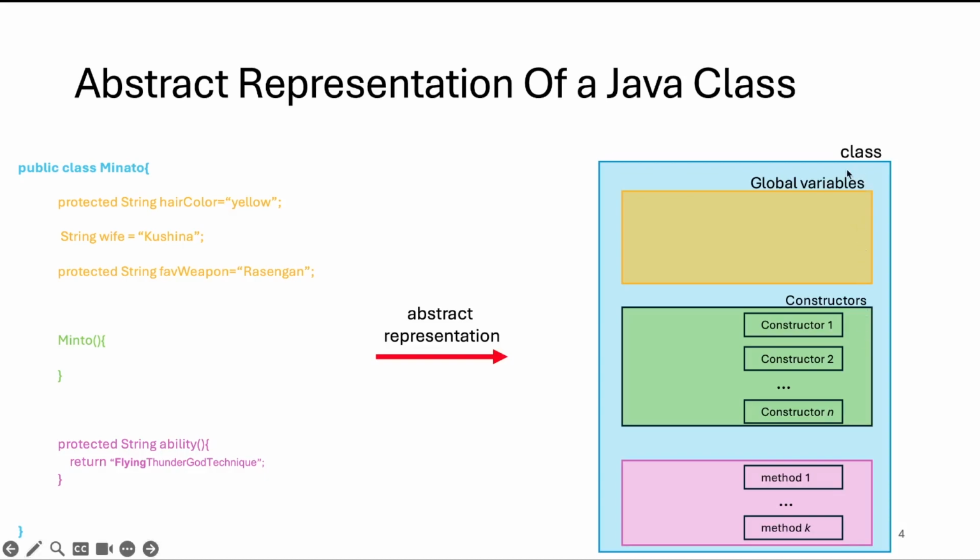So please keep in mind a class will have global variables, constructors and methods. Methods and constructors can have their own local variables, but they are not of importance to us at this point of time. So please pause this video and try to grasp how a class can be represented in the abstract form. This abstract form is very useful in understanding how the compiler moves.